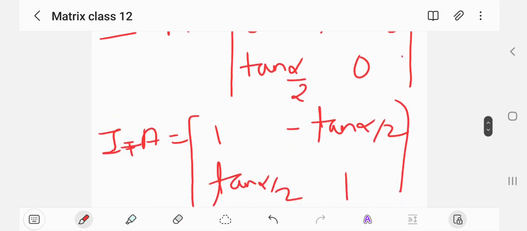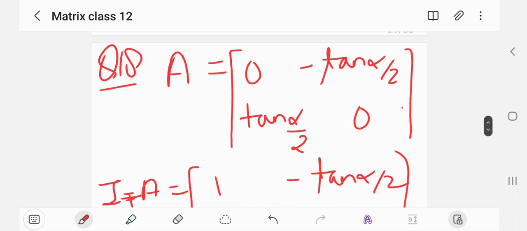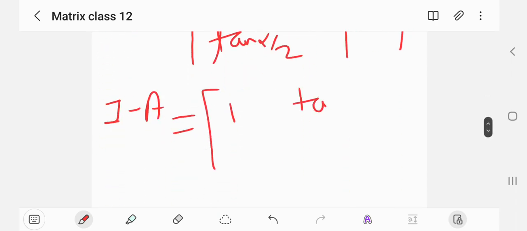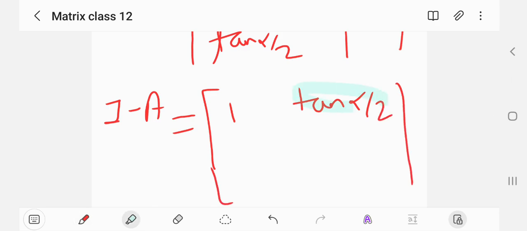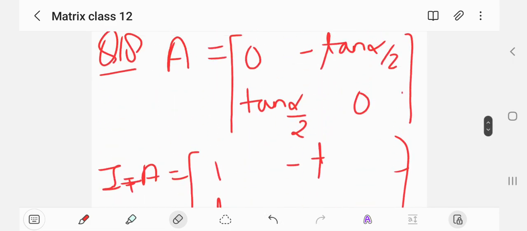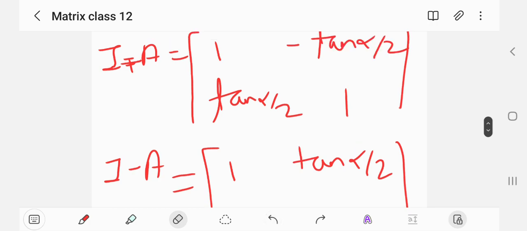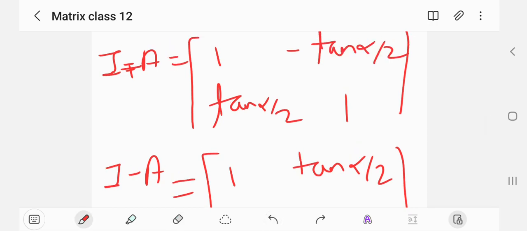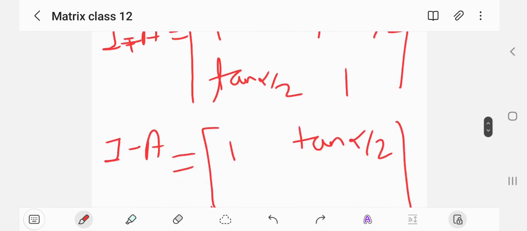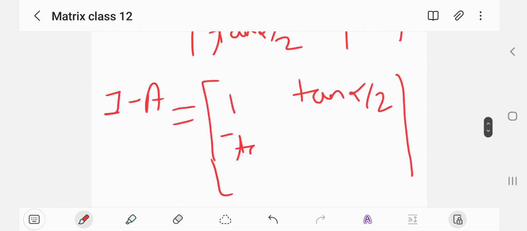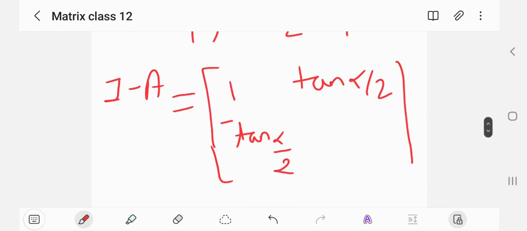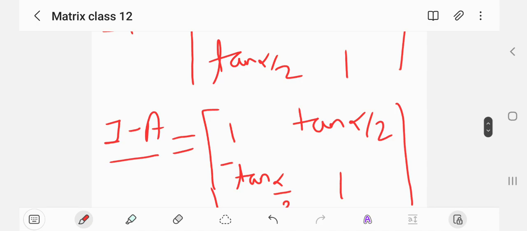When I subtract 0, I get 1. Then 0 minus this, I get here tan alpha by 2. Note that here the sign of tan alpha by 2 has changed because I am subtracting it. Therefore, the sign will change, right? Be very cautious here. Then 0 minus this, so again the sign will change, tan alpha by 2, and 1 minus 0 is 1. This is what I will get.